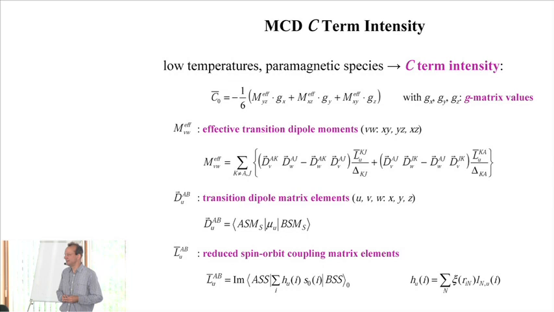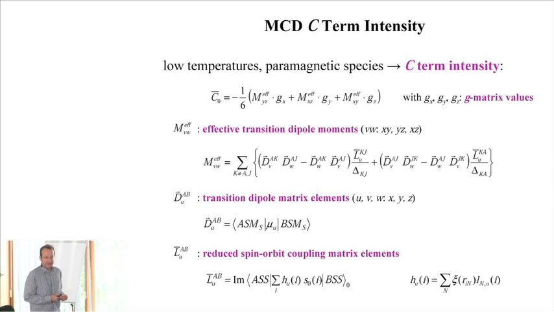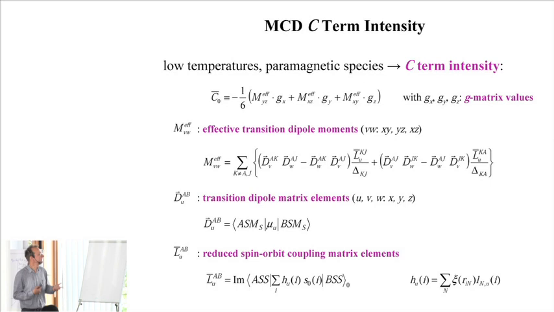So this is just for an isolated Kramers doublet, or S equal 1/2 state. So this is the simplest case which you can consider. In your C term intensity, you have products of effective transition dipole moments and values of your g tensor. If you know these transition dipole moments, you can determine your g tensor. And if you know your g tensor, you can determine your effective transition dipole. So there's a correlation between EPR and MCD.